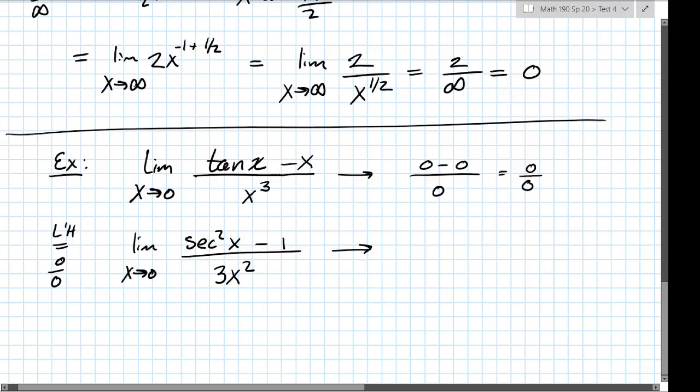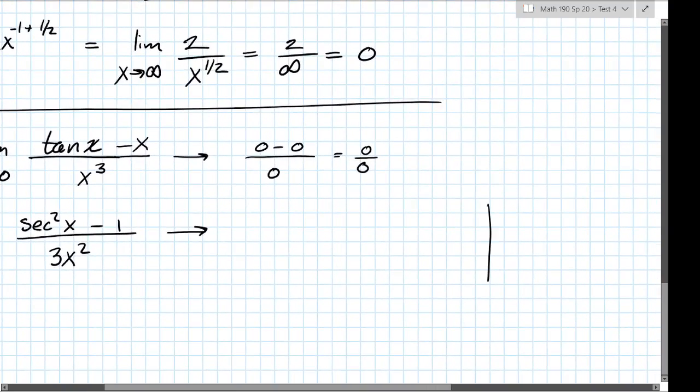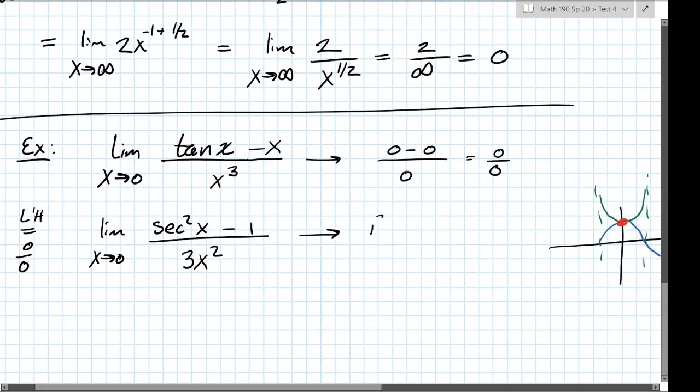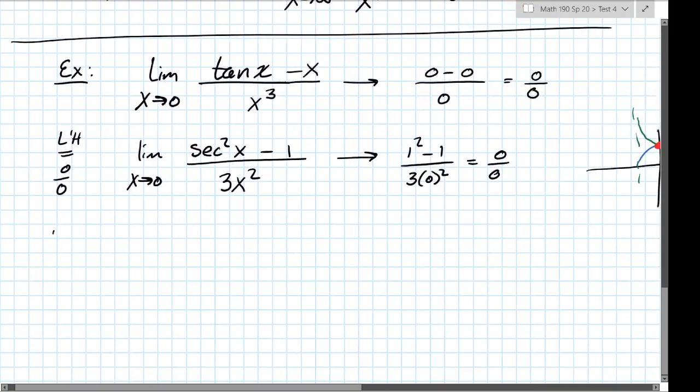The secant of 0 is 1. Recall that secant is related to the cosine. Cosine function is like this. Secant function looks like that. So the secant of 0 is 1. We have 1 squared minus 1 divided by 3 times 0 squared, which is, again, 0 over 0. So we can apply L'Hopital's rule again.